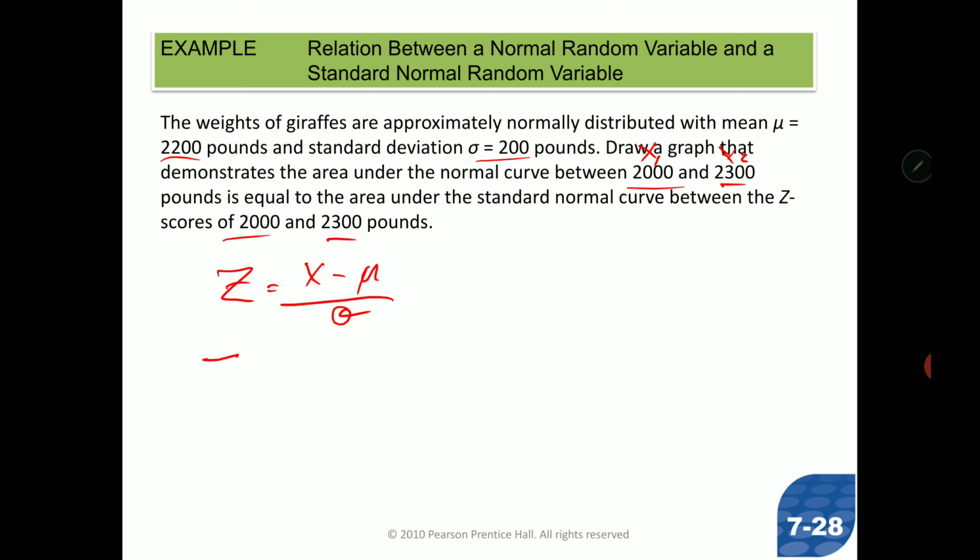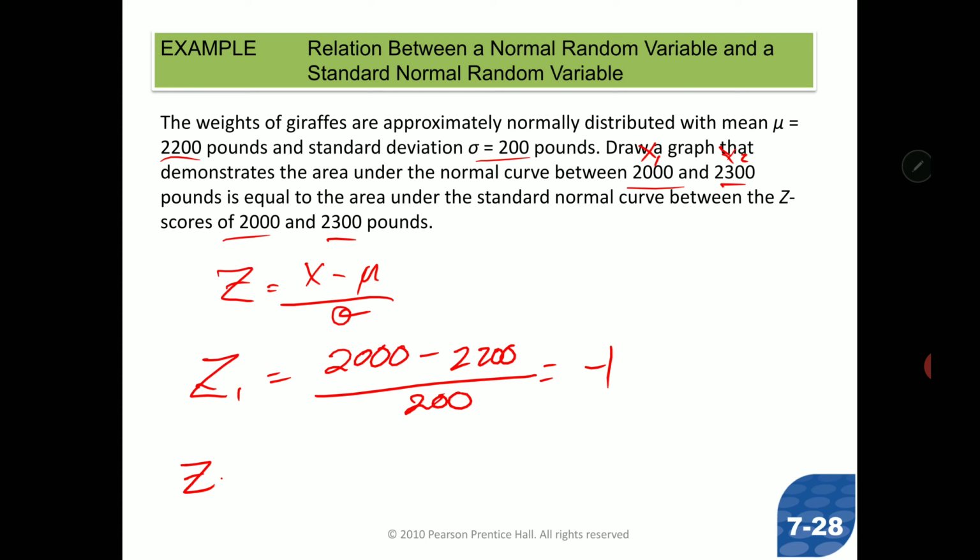All right, so we have a z1, so that's going to use your x1 value, 2,000 minus 2,200 over 200. That just gives you -1. And then z2 is 2,300 minus 2,200 over 200, and that gives you a half, 0.5.